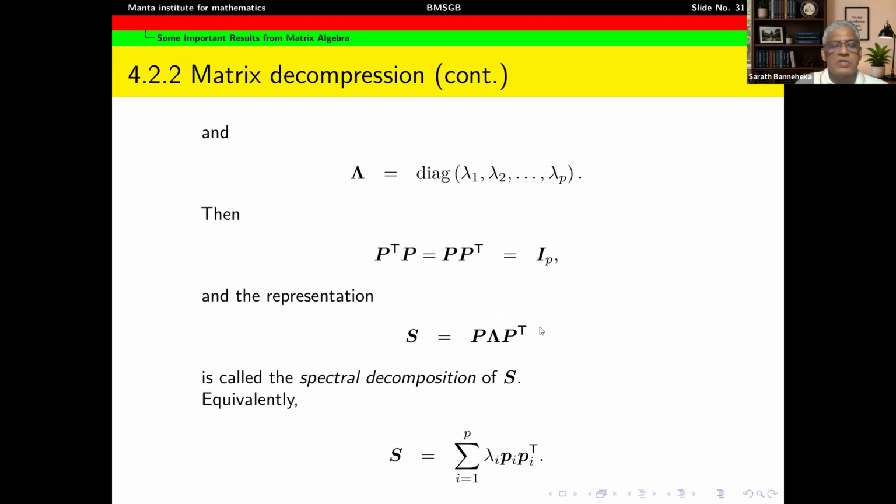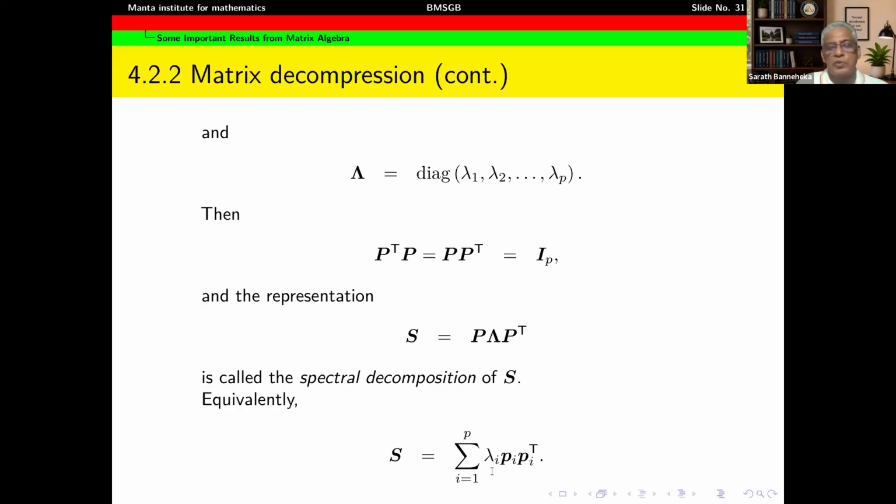So this representation is the one that is called the spectral decomposition of S. Right. So P is a matrix containing orthonormal eigenvectors. Lambda is the diagonal matrix of eigenvalues. So then this representation is called the spectral decomposition of S. Right. We can write down this matrix notation like this also.